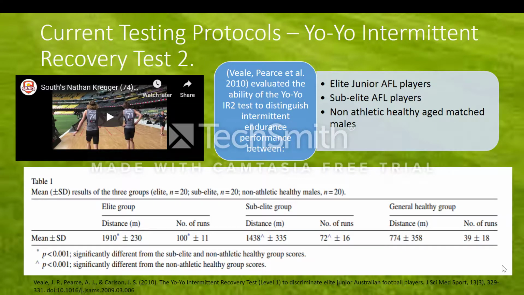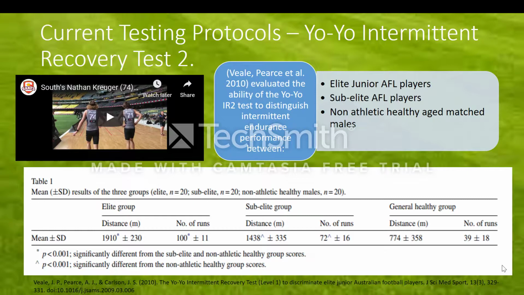The yo-yo test replaced the beep test, or the 20-metre shuttle run, in 2017, primarily because it replicated what happened in games more closely, due to its intermittent nature. Veal and Pearce evaluated the ability of the yo-yo intermittent recovery test to distinguish intermittent endurance performance differences between elite junior Australian rules footballers, sub-elite junior Australian rules footballers, and a group of non-athletic healthy age-matched males.